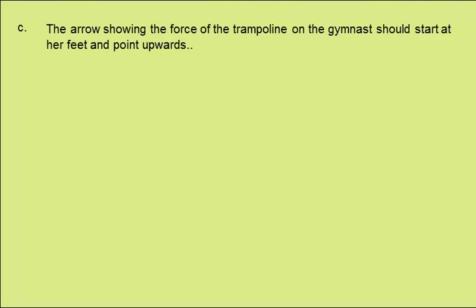In C we need to add an arrow to the diagram to show the force exerted on the gymnast by the trampoline when in position A. Well, the arrow showing the force of the trampoline on the gymnast should start at her feet and point upwards.